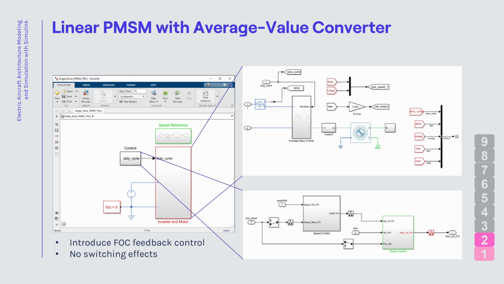Next, we can include a more detailed motor. In this case, linear permanent magnet synchronous machine. We include an average value converter, which converts duty cycles directly to voltage waveforms. And so we have not yet introduced power electronic switching. We can now incorporate a more detailed feedback control system. In this case, a field-oriented control for speed control, and so we can perform rapid design iterations. As we have introduced the technology type and have built a more representative control system, we can regard this model as TRL2.